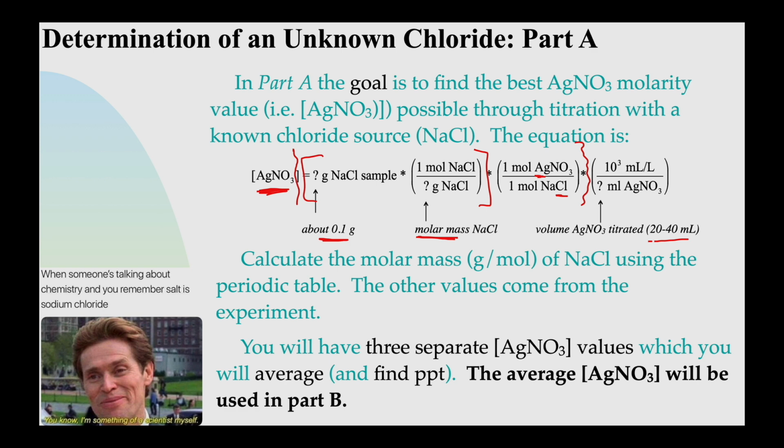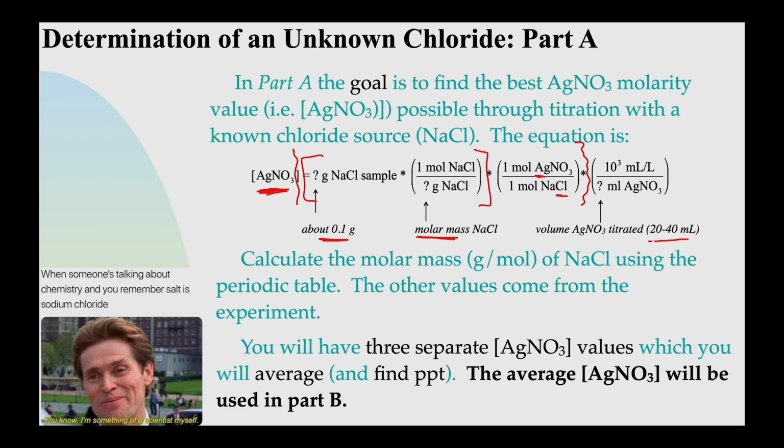You'll have 3 silver nitrate concentration values because you're going to have 3 different trials you're going to do. You will find the average of the 3 and then the parts per thousand, just like we did earlier. And the average silver nitrate concentration, the average silver nitrate moles per liter, is an important number. That's what we're going to use in part B in the next part. So these 3 trials, you'll add them up, divide by 3 to find the average. That'll be used in part B, but you'll also find parts per thousand to see how you're doing, stuff like that.